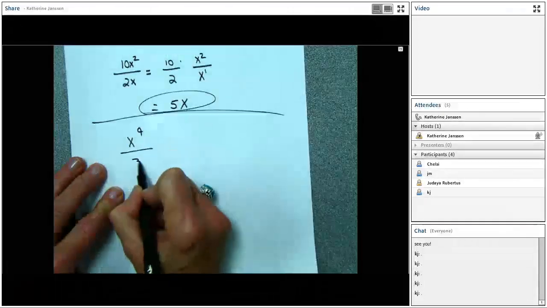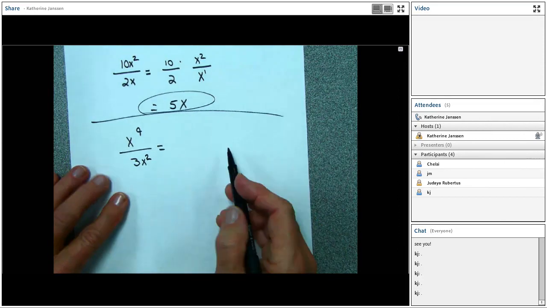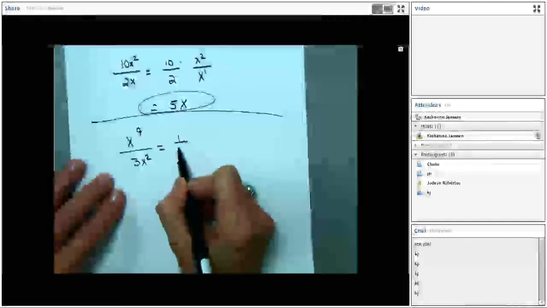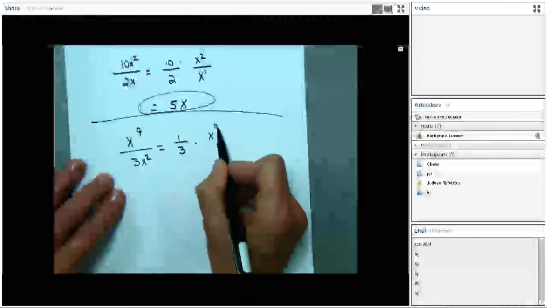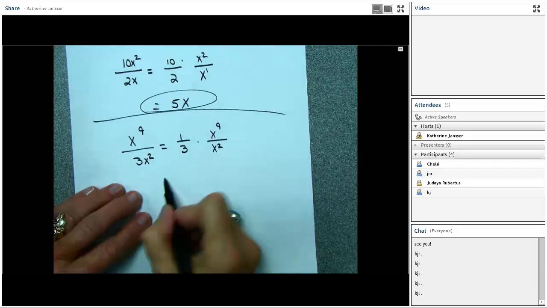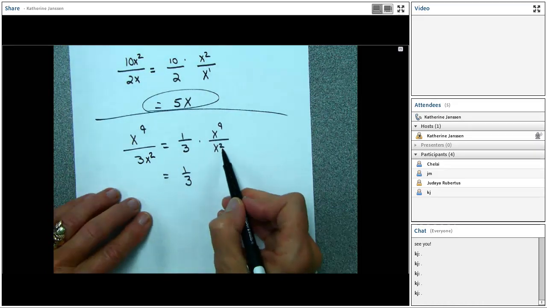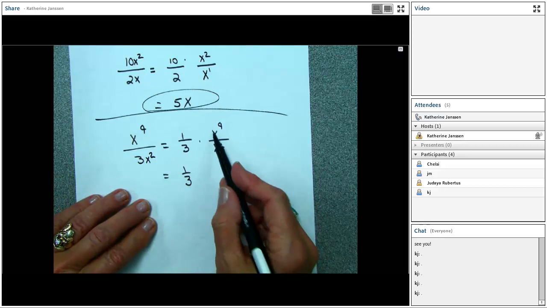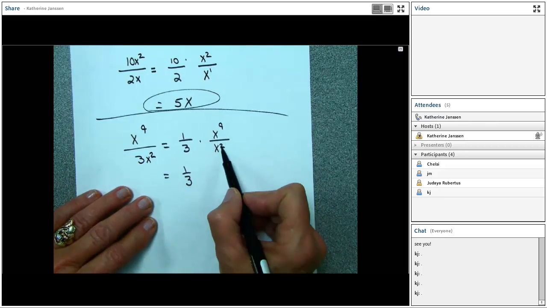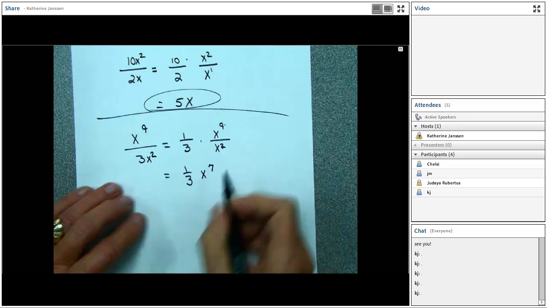x to the 9th over 3x squared. Well, again, we can break this apart. It's all multiplication. I have 1/3 times x to the 9th over x squared. So that's 1/3 times, subtract the denominator. When you have like bases in the numerator and the denominator, subtract the denominator's exponent from the numerator's exponent. We'll have x to the 7th.